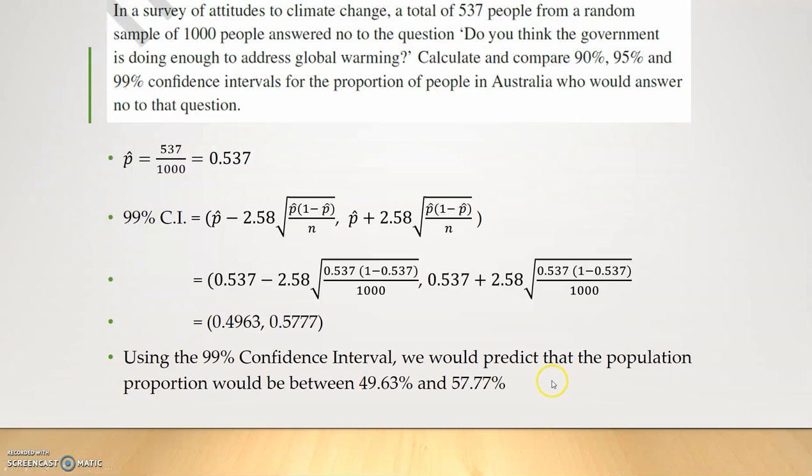When we compare the three confidence intervals, we find that the 99% confidence interval is roughly about 8% in width. The 95% confidence interval is roughly about 7% in width, and that the 90% confidence interval is roughly about 6% in width.